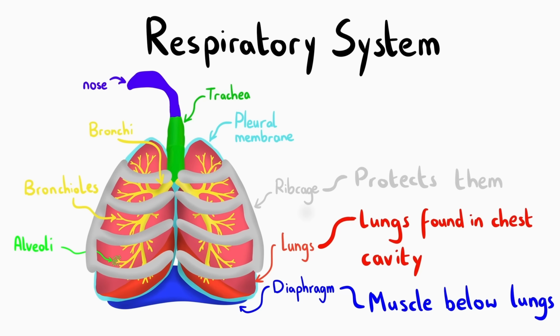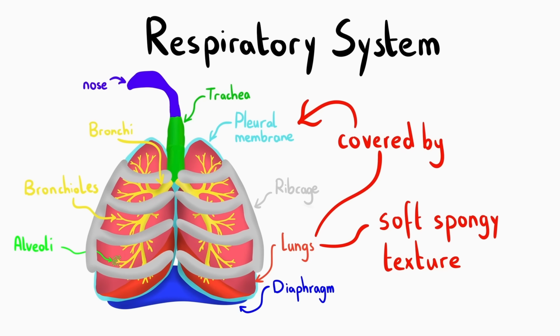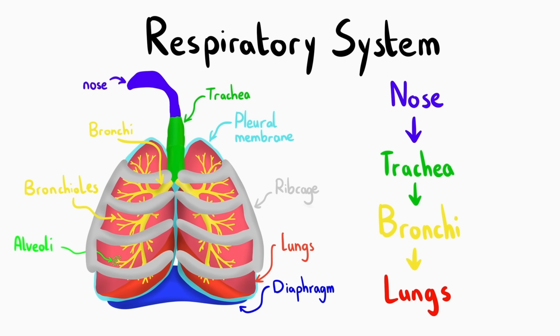This system uses lungs, which are located in the thorax, which is in the upper part of your body. They're protected by the ribcage and separated from the lower body by the diaphragm. The lungs themselves are soft, spongy organs that appear pink and are surrounded by a protective membrane called the pleural membrane. When you breathe in, air enters your body through your nose or mouth and travels down the trachea.